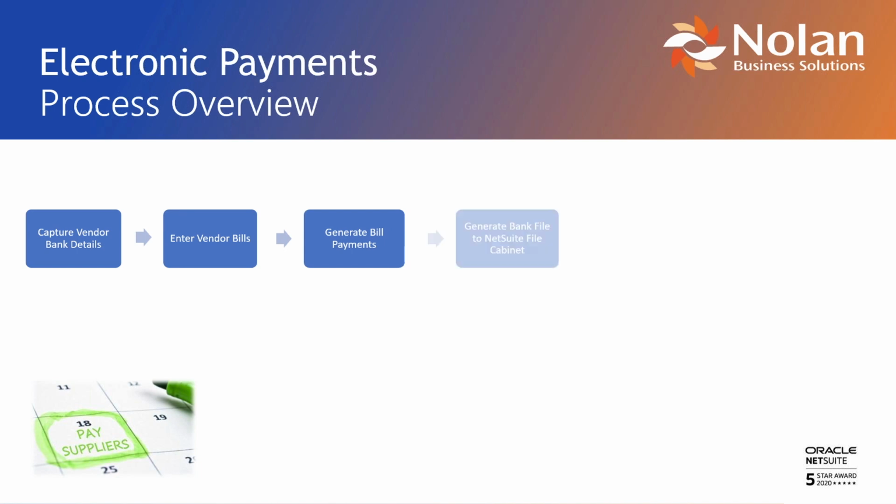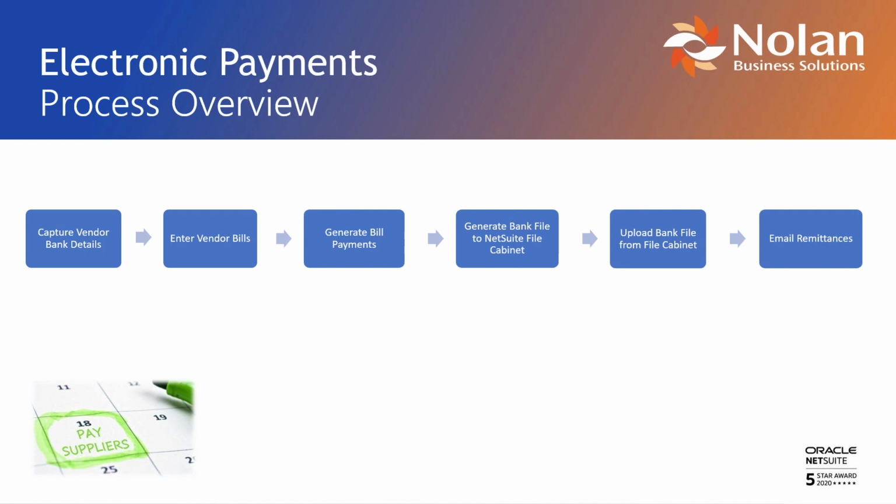The bill payments, once generated, are also included into a bank file generated to the file cabinet, which can then be transmitted to your bank via portal, followed by automated email remittances to your vendors.